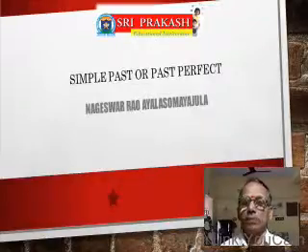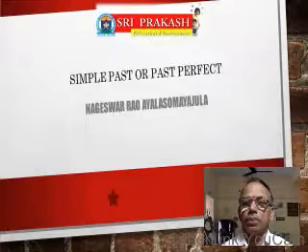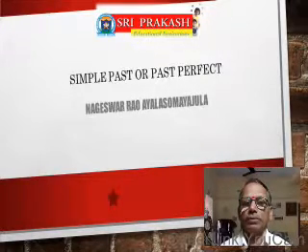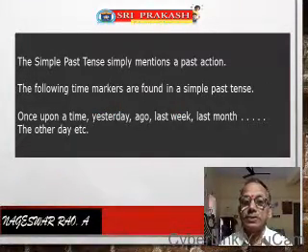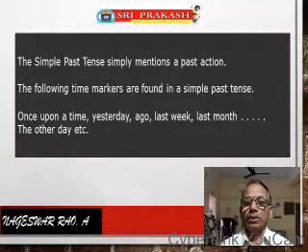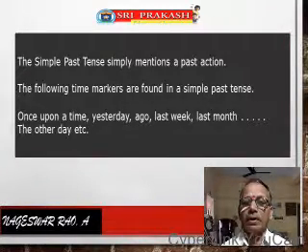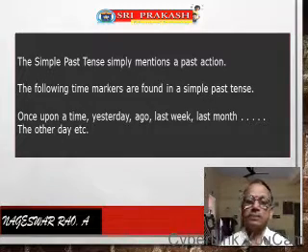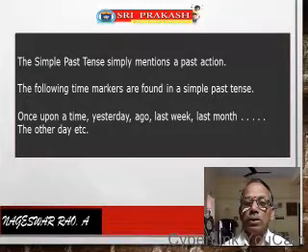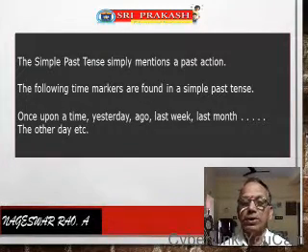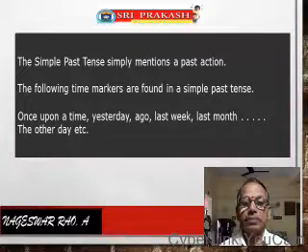Namaste children, today in our functional grammar series we learn when to use the simple past verb and when to use the past perfect form of the verb. The simple past tense simply mentions a past action. The following time markers are found in a simple past sentence: once upon a time, yesterday, ago, last month, last week, the other day, etc.